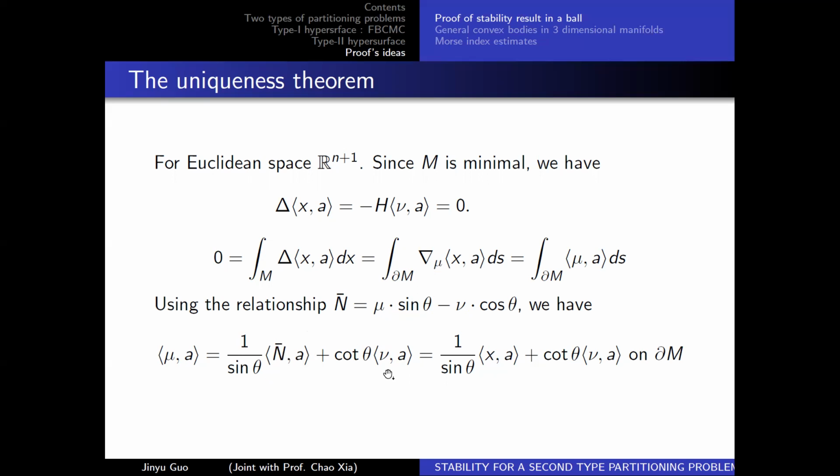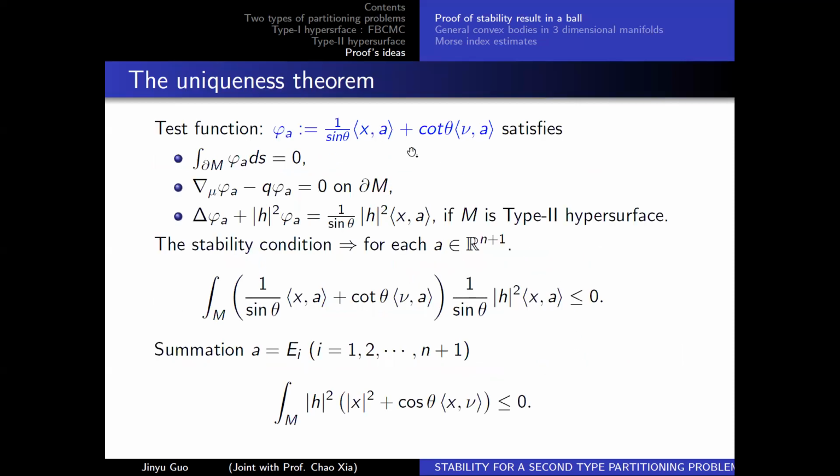So we know A bar equals x. So this function is not only defined on boundary M, but also defined on M. So we can take this function as the stability condition's test function. We take this function as a test function, and it satisfies the following 3 properties. And put phi A into the stability condition.